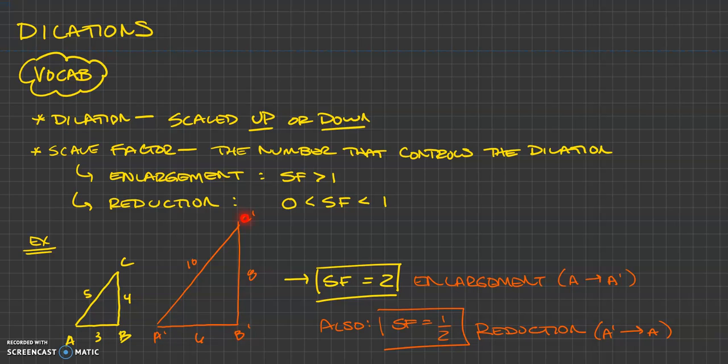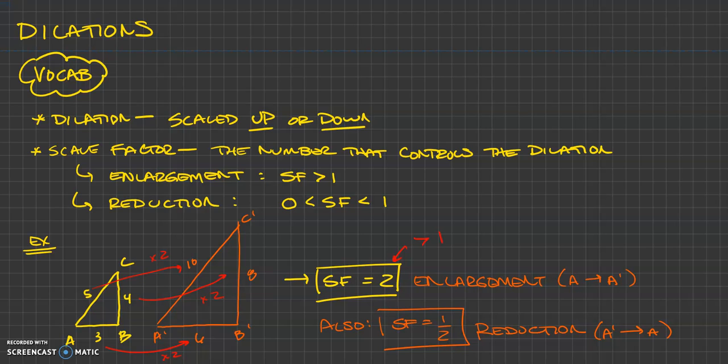A prime, B prime, C prime. I did 6, 8, and 10. So that's taking our standard 3, 4, 5 triangle and multiplying it by a scale factor of 2. When I say multiplying by a scale factor of 2, how does 3 go to 6? Well, it's times 2. How does 4 go to 8? It's times 2. How does 5 go to 10? It's times 2. And so that is an enlargement because the scale factor is greater than 1.